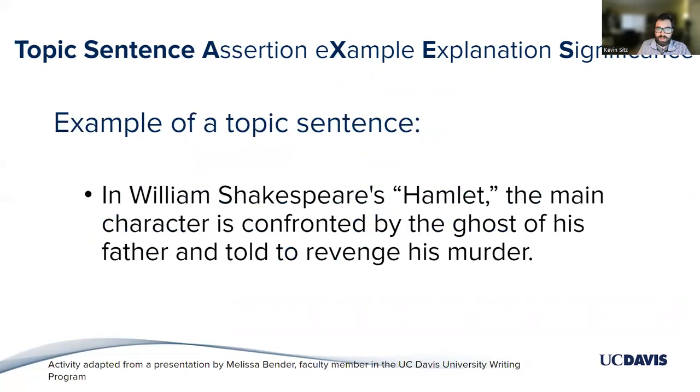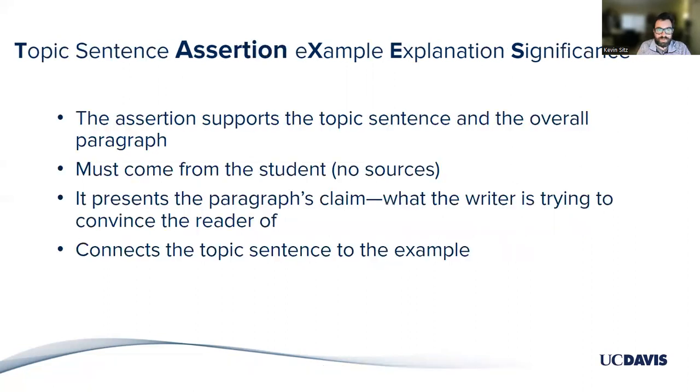So here's an example of a topic sentence: in William Shakespeare's Hamlet, the main character is confronted by the ghost of his father and told to revenge his murder. This was taken from a sample paragraph that someone had written, so I want to give a shout out to Melissa Bender, a faculty member in the UC Davis University Writing Program, for pulling this paragraph out. That lets us know that this is all going to be about that confrontation with the ghost. So next we move to the assertion.